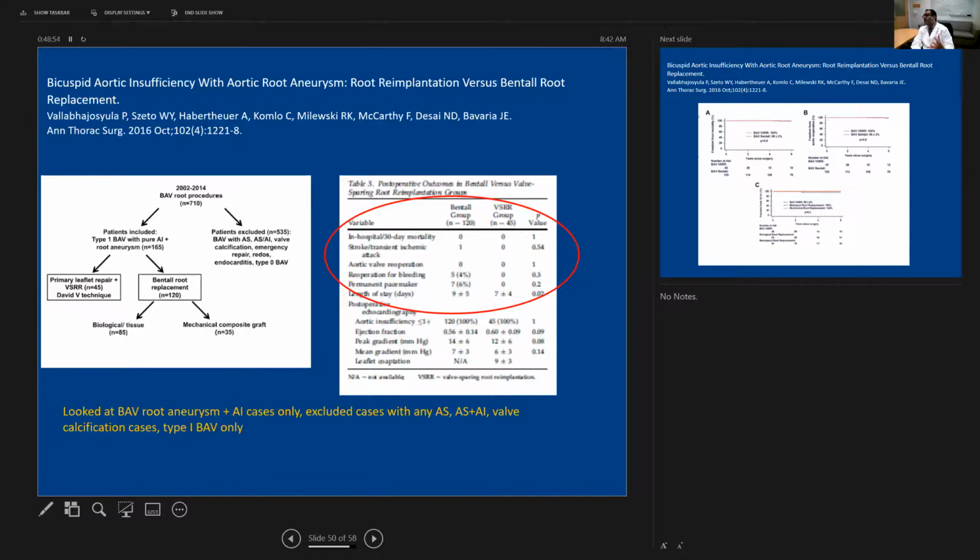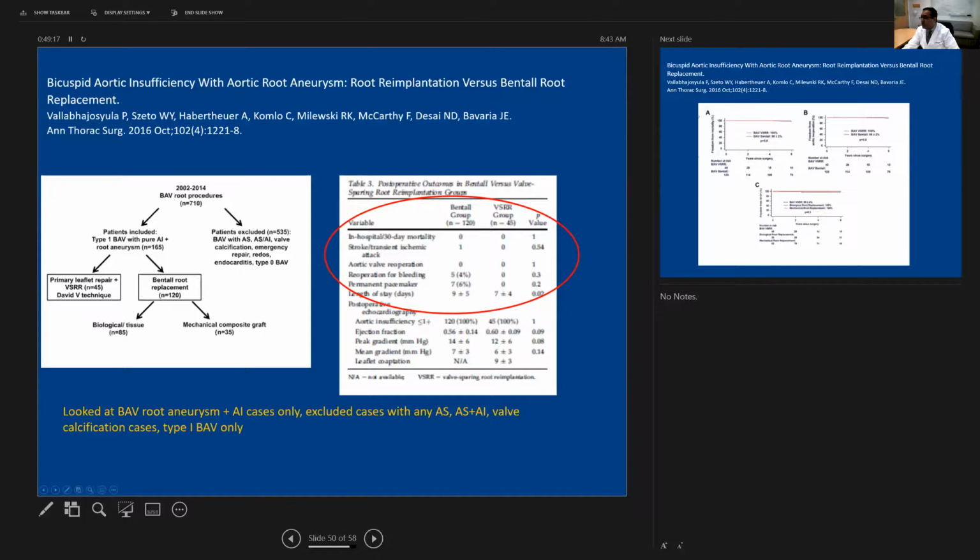We looked at all the bicuspid aortic insufficiency patients with root aneurysms who got root reimplantation with repair and who had a Bentall root replacement, and how do they compare? Can we offer equivalent outcomes for reimplantation as the Bentall root replacement in these patients? Our answer was that, being selective with patients, we can offer equivalent outcomes.